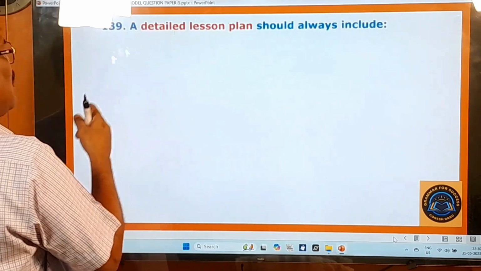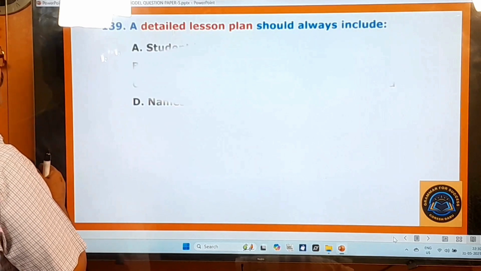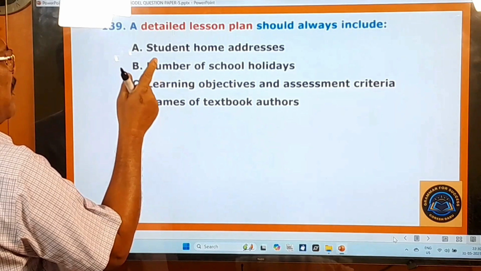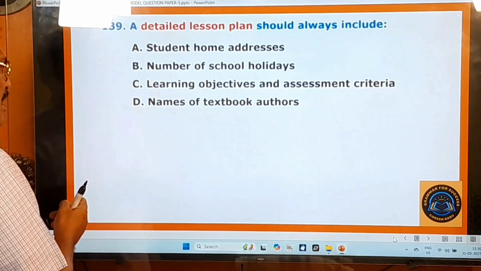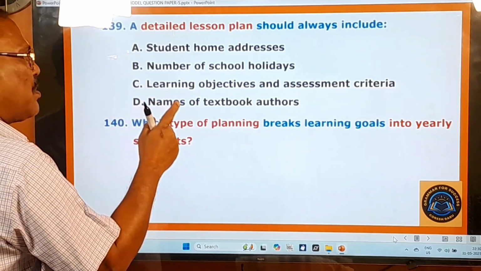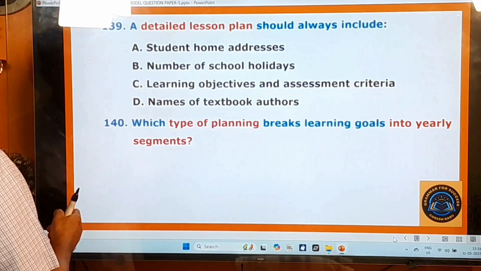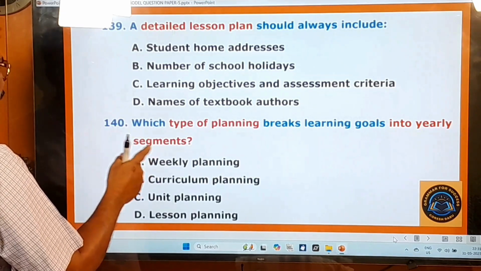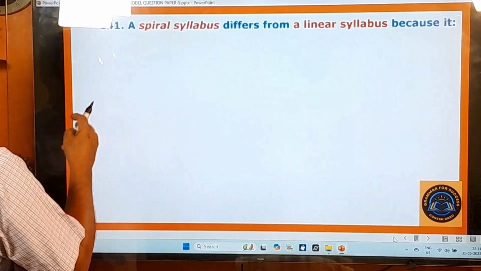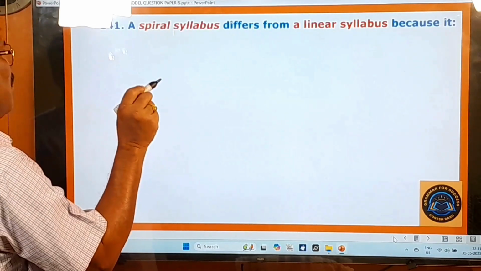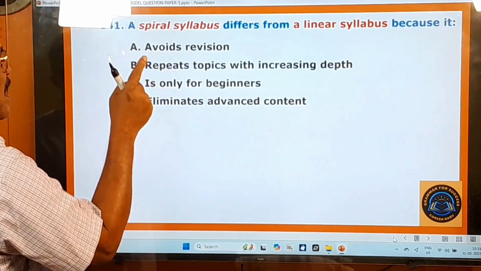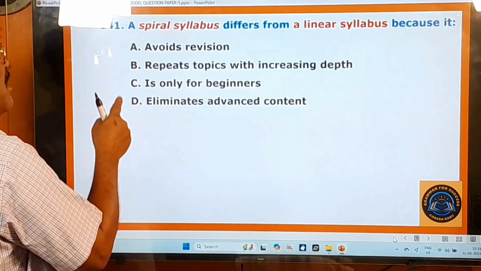139th question. A detailed lesson plan should always include student home addresses, number of school holidays, learning objectives and assessment criteria, names of textbook authors. 140th question. Which type of planning breaks learning goals into yearly segments? Weekly planning, curriculum planning, unit planning, lesson planning. 141st question. A spiral syllabus differs from a linear syllabus because it avoids revision, repeats topics with increasing depth, is only for beginners, eliminates advanced content.